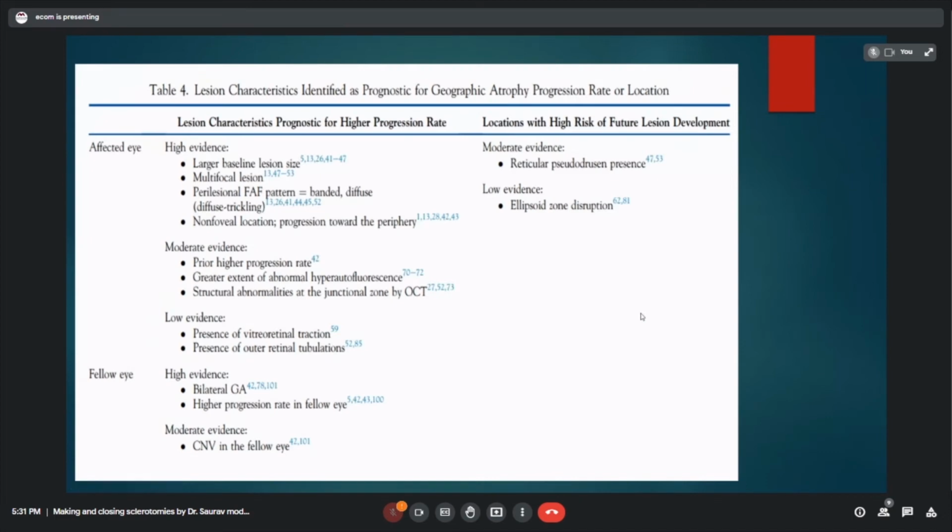Now, these are the lesion characteristics which are identified as prognostic factors for geographic atrophy progression. For lesion location, the highest evidence is large baseline lesion size, multifocal lesions, banded or diffuse pattern of FAF, and non-foveal location. For the fellow eye, high evidence if there is bilateral GA and a higher progression rate in the fellow eye. Moderate evidence: prior higher progression rate, greater extent of abnormal hyper-autofluorescence, and structural abnormalities noted at the junctional zone.